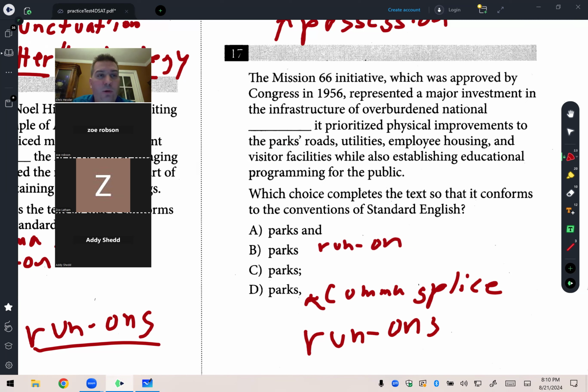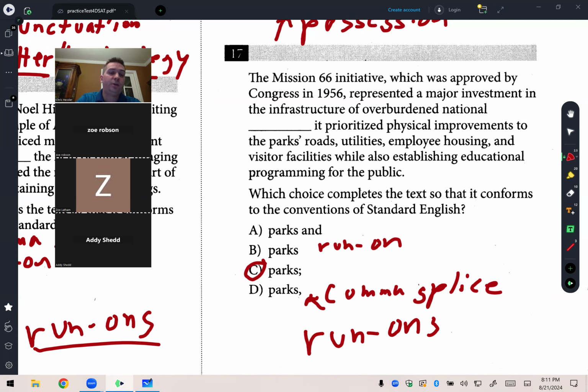Why? Just a quick question for the group. And I don't care whoever wants to take a try at this. Why can we put a semicolon here? Anybody? It's totally legal. Because they're both independent clauses. Yeah, perfect. Awesome. So we have two things that could each be a sentence.